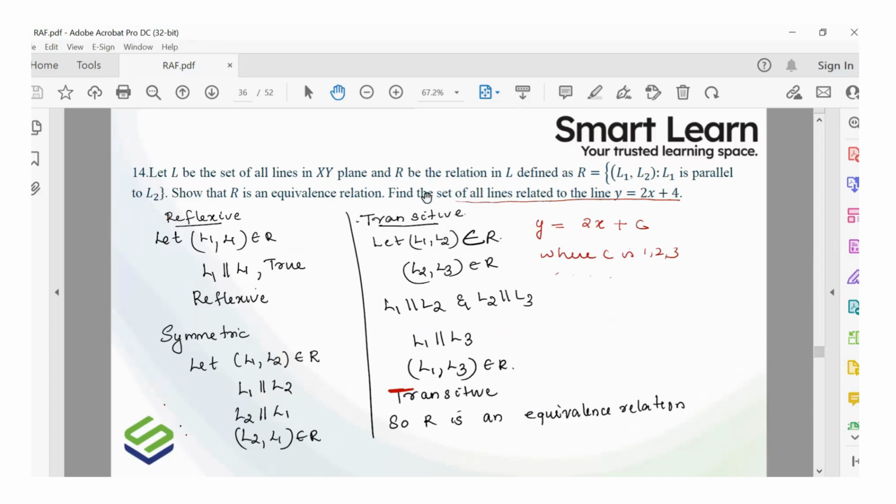Here also, the equivalence relation we can easily prove. When y is equal to 2x plus 4, what will the parallel lines be? Only the constant will change, so it will be 2x plus c, where c is a constant.